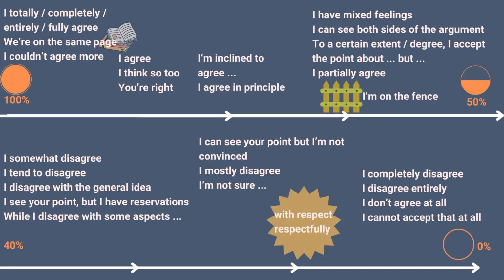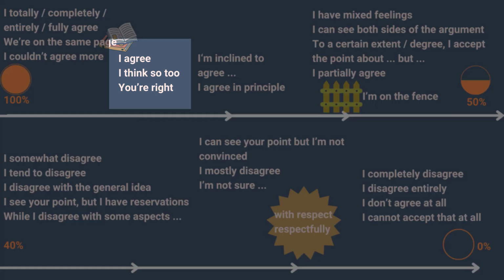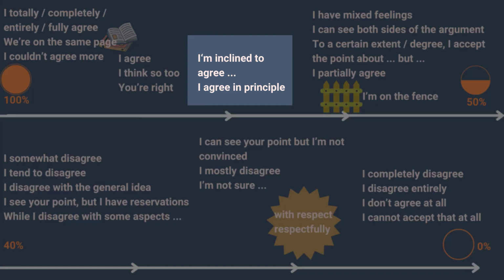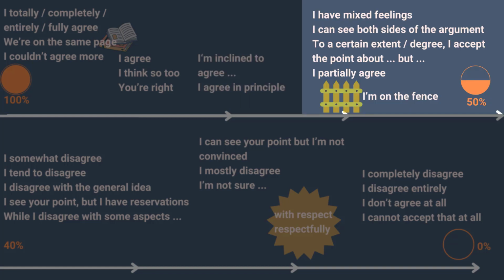And then moving along maybe to 90%, 85%, I agree. I think so too. You're right. Coming down a little bit, I'm inclined to agree. I agree in principle. And then coming down to maybe 50-50. So again, we've got opening up the discussion and saying what it is I agree with, but what are the problems I have with certain issues. I've got mixed feelings. I can see both sides of the argument.